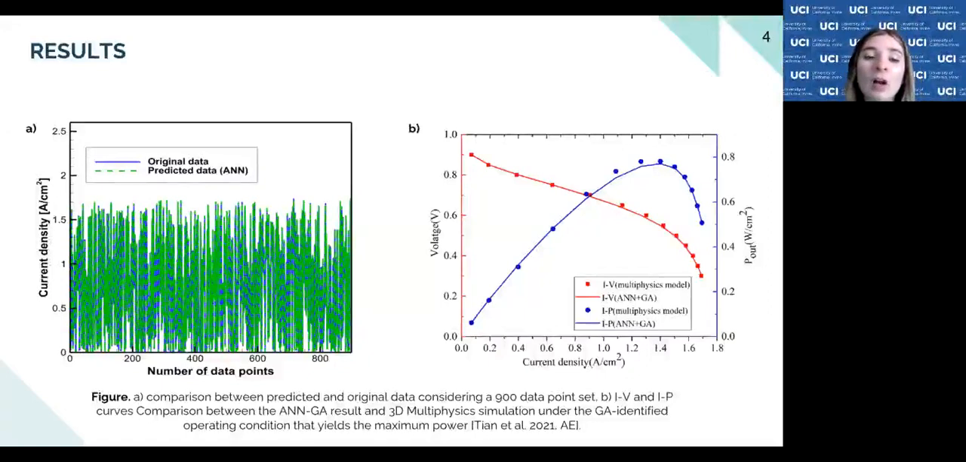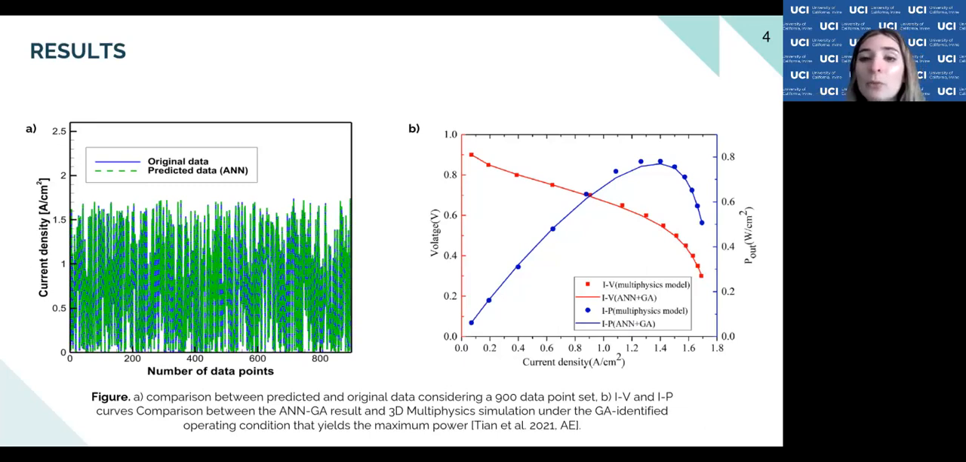So to talk about the results now, on your left-hand side over here, this figure shows you the comparison between the 900 data points from the original set and the ones predicted from the ANN. And as you can see, both sides have a good agreement with less than 1% of error. And on the figure on your right-hand side, you can see the results from the ANN-GA model. We are able to see that to achieve a maximum power density, it was around 0.77 watts per square centimeter, when we were working under 368.8 Kelvin and relative humidity at the anode of 0.99 and relative humidity at the cathode at 0.78.